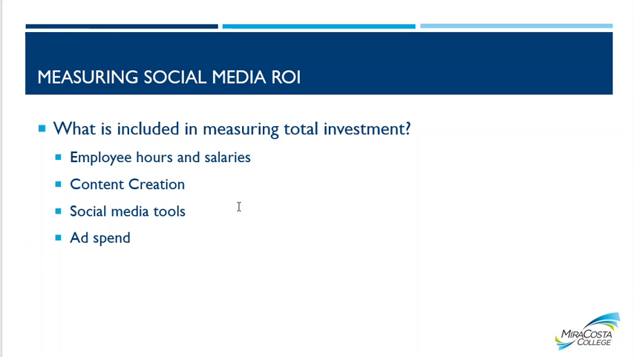Social media tools, if you're paying for certain applications such as Canva is $12.99 a month, Hootsuite's $30 a month. Maybe there's other applications you're purchasing out there, Adobe Creative Suite, and your ad spend as well. But ad spend isn't the only thing, so you've got to remember you have all of these included in your total investment.